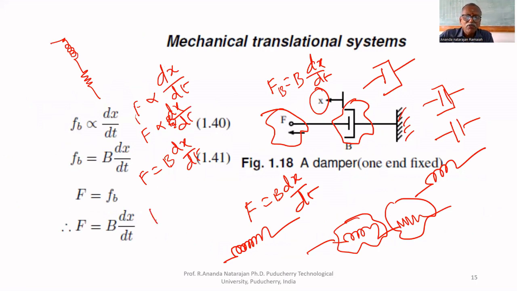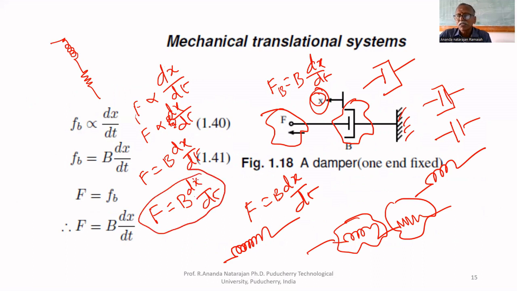So the applied force is F, the displacement is x, the velocity is the derivative of displacement, that is dx by dt, and the reaction force is B dx by dt. Therefore, the mathematical model of the dashpot system is F equal to B dx by dt. Here it has no mass, no spring effect, only dashpot effect.